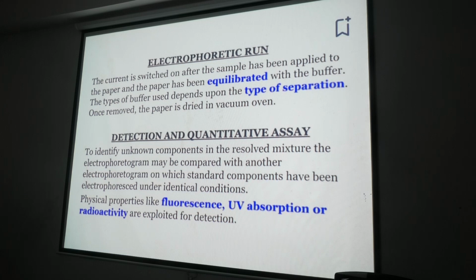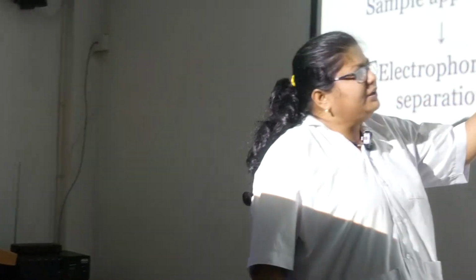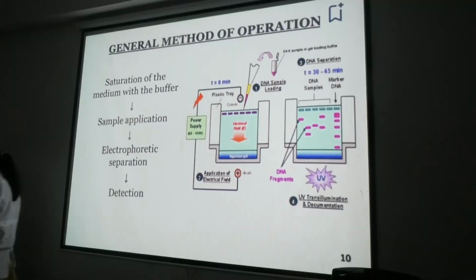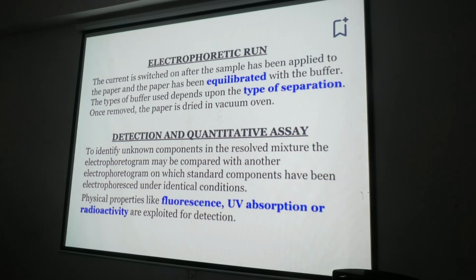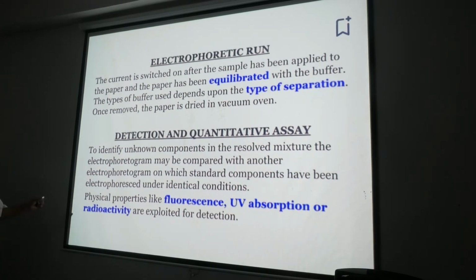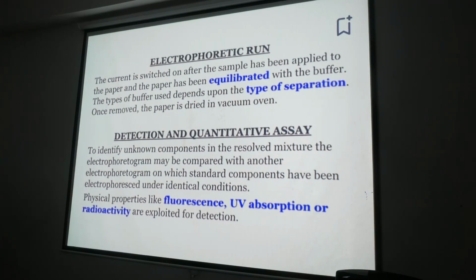This means in the previous picture we saw the electrophoretogram of the standard, which is the marker DNA here, and we compare this with the standard to identify unknown components in the result mixture. The electrophoretogram may be compared with another electrophoretogram on which the standard components have been electrophoresed under identical conditions. The conditions will be the same, and we compare the component of interest with the standard component, and thus we separate and identify them. Physical properties like fluorescence, UV absorption and radioactivity are exploited for detection.